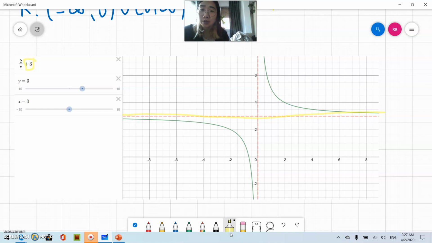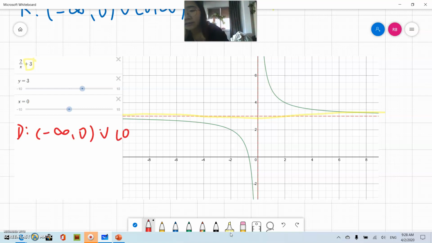And it's very similar to the previous function. The only difference is that the previous function was x minus 6, and this one is 2 over x plus 3. Okay? So then the domain is all real numbers except for 0. And the range is all real numbers except for 3. Okay.